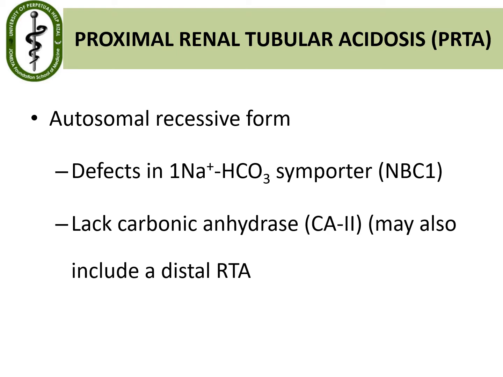So we have another term, your PRTA, or your proximal renal tubular acidosis. This is an autosomal recessive type of condition, and there is a defect in your sodium bicarbonate symporter, and even with the lack of your carbonic anhydrase.